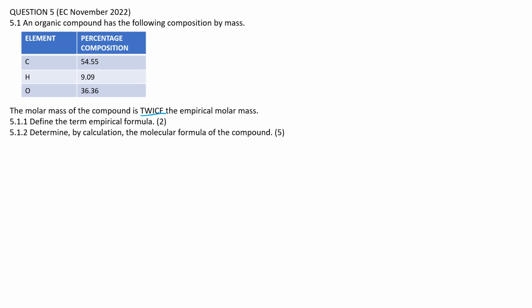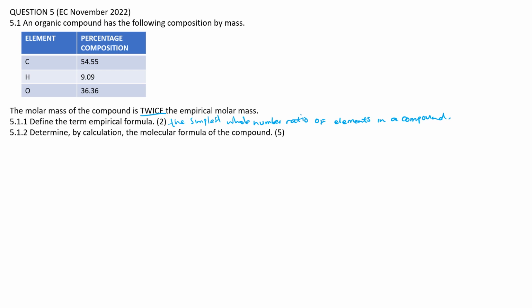Then the first question says, define the term empirical formula. This empirical formula is the simplest whole number ratio of elements in a compound. The simplest whole number ratio of elements in a compound refers to the empirical formula.